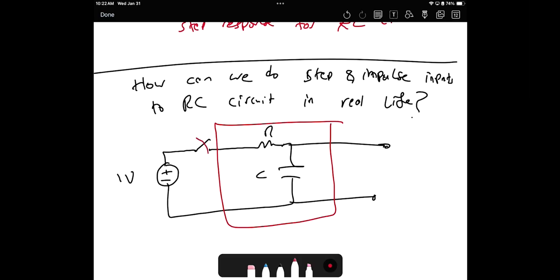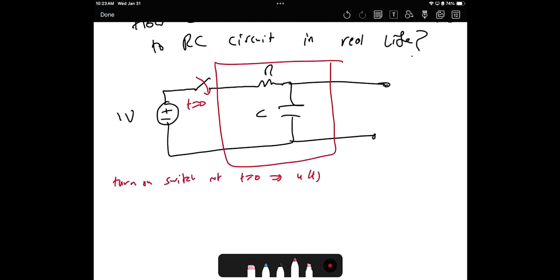If we let the switch turn on at t equals 0, this means you did u of t. If you turn it on at t equals tau instead, then it will be u of t minus tau. That's how we do it in real life.